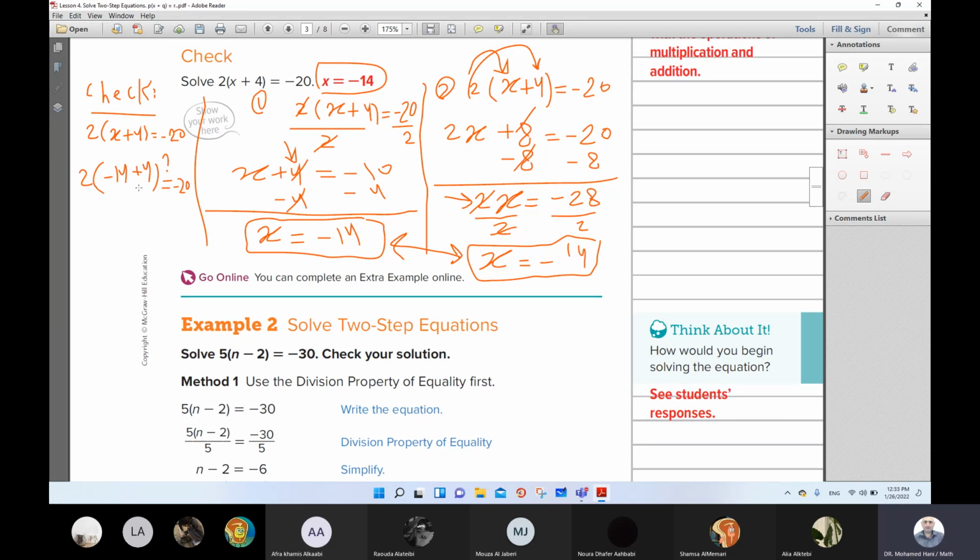Solve the first side. We have here between parentheses negative 14 plus 4 will be negative 10. Negative 10 times 2 will be negative 20. Is it negative 20 equal negative 20? Yes, this is correct equation. Means this is correct solution.